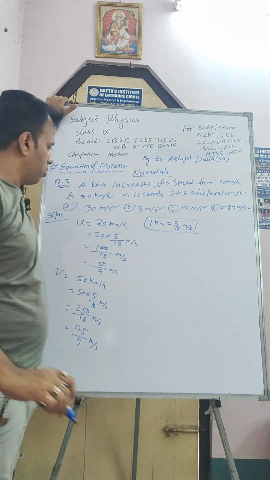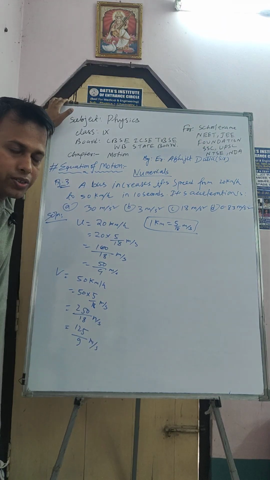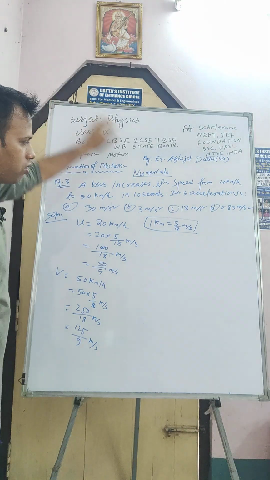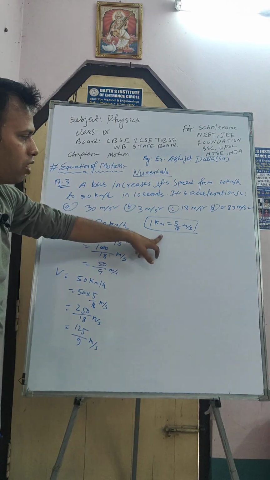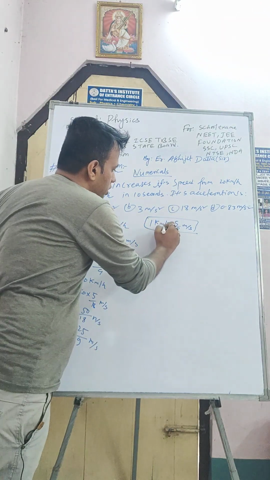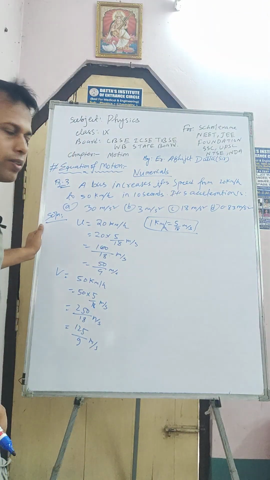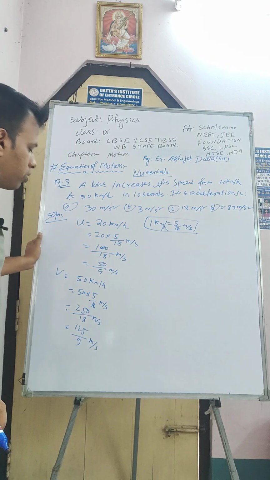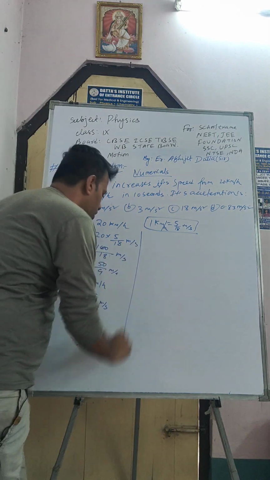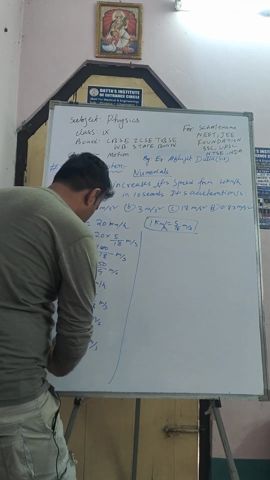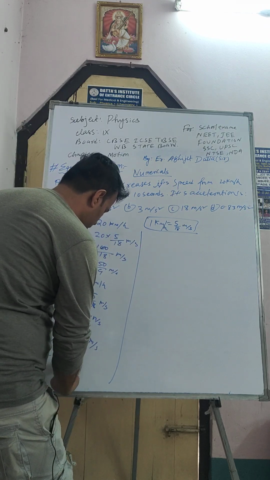Whenever they give velocity in terms of kilometer per hour, you have to convert it into meter per second. How? 1 kilometer per hour is equal to 5 by 18 meter per second, and 1 meter per second is equal to 18 by 5 kilometer per hour. You have to know this one. Now what is the acceleration of the body? We have to find out. Here time is given, what? 10 seconds. Time is given as 10 seconds.